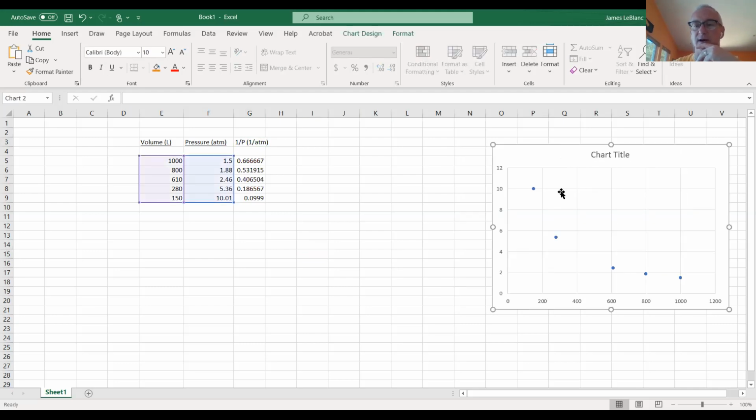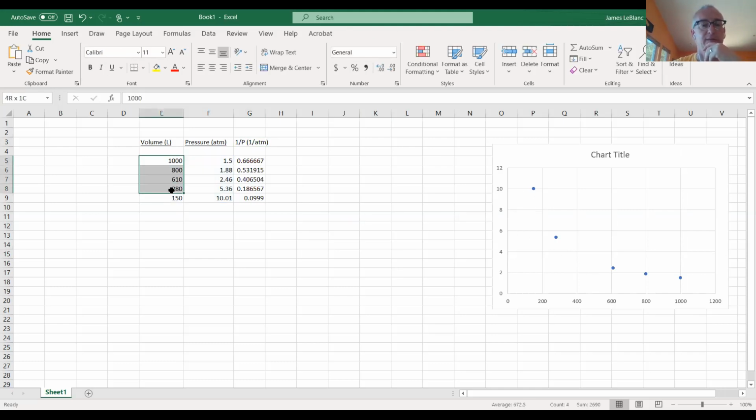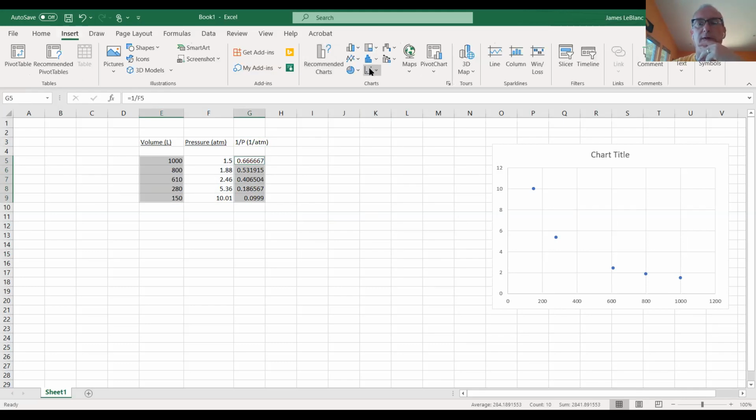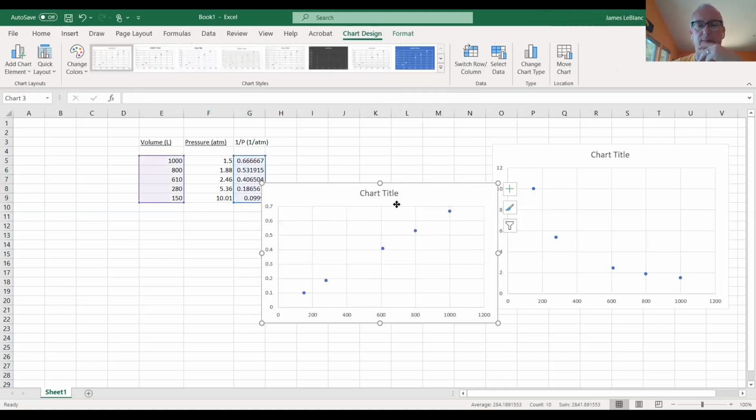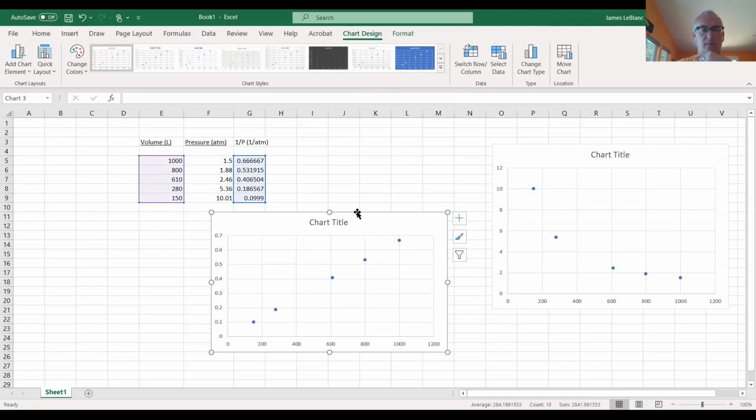My initial chart was volume on the bottom, pressure on the side. This time I'm going to plot volume versus 1 over pressure and see what we get. I'm going to go back to insert. I want scatter plot. Now look and see what I get. Now I have a straight line. Notice the difference. So I've got my volume on the bottom. There's my volume in liters.